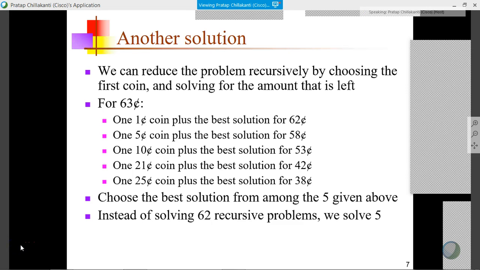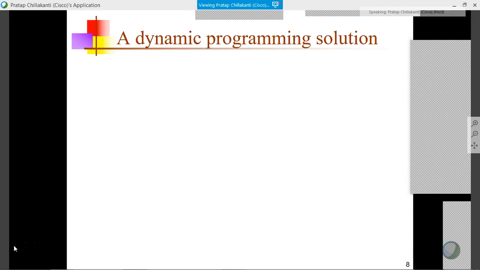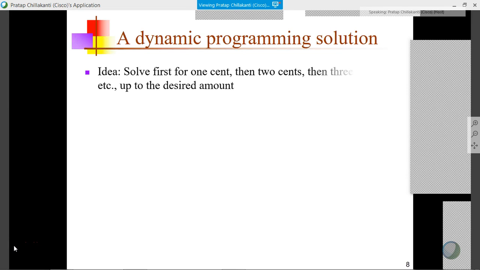So how many recursive problems did we solve here? We solved only 5. If you apply the divide and conquer approach, you have many more, right? 62 recursive problems. Here, by looking at the problem slightly differently, you only have 5 recursive problems. But 5 recursions is expensive too. So is there a better way of doing it than this? That's what the dynamic programming solution is.